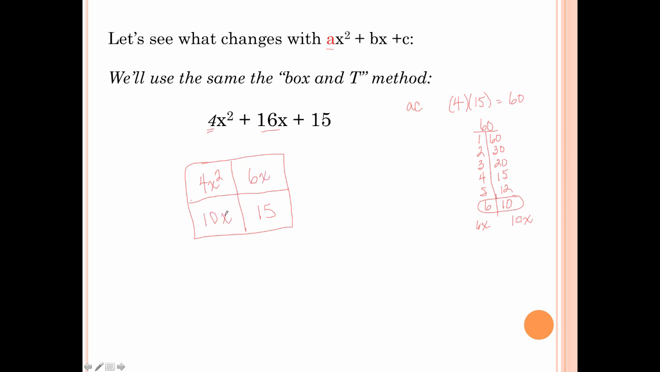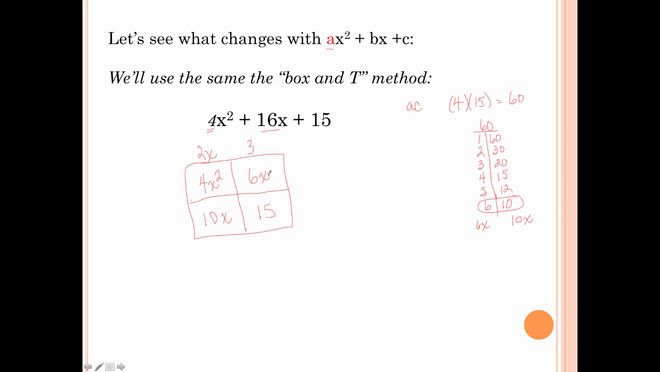And what I'm going to be doing is finding my greatest common factor, which is going to give me my two binomials. So if I look down this direction, I see that I've got a common factor of 2 for my 4 and my 10, and an x for my x squared and x. So I've got a 2x that's my greatest common factor from 4x squared and 10x. If I look down this way, what's my greatest common factor of 6x and 15? Well, that's going to be 3.